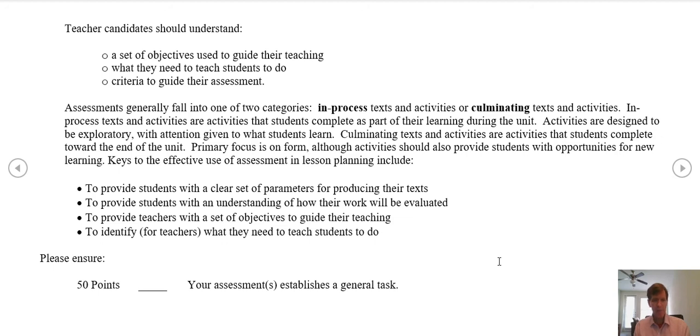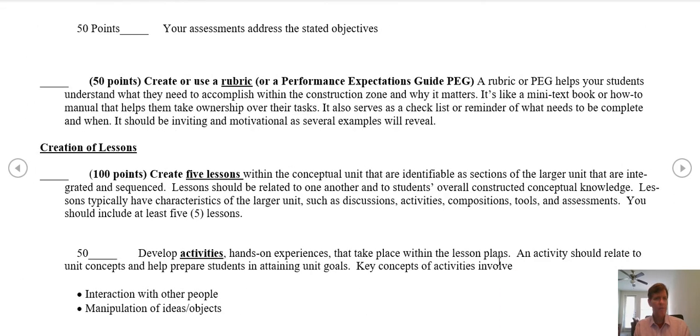And you can see, provide students with a clear set of parameters. Students need to understand how they are being tested. Your assessment should include a very general task for students to do, and they should be tied to certain stated objectives. And there should be at least one rubric contained within your unit of instruction. It's okay if you use a rubric that someone else has designed, given the fact that you are undergrads.